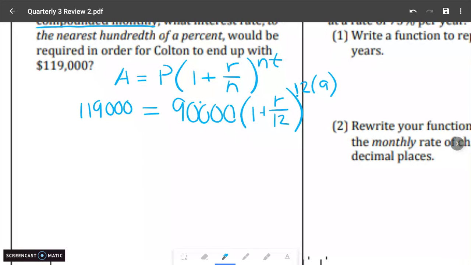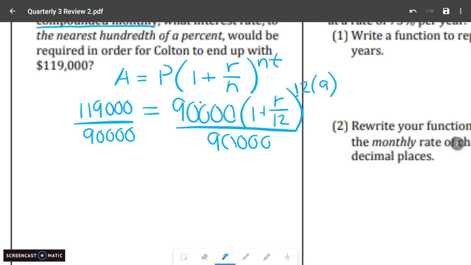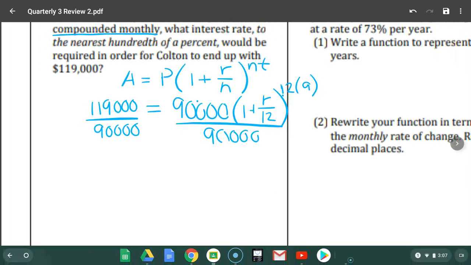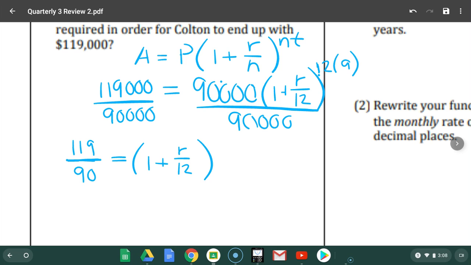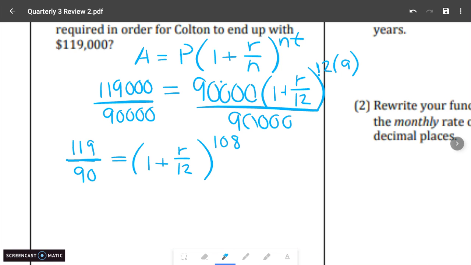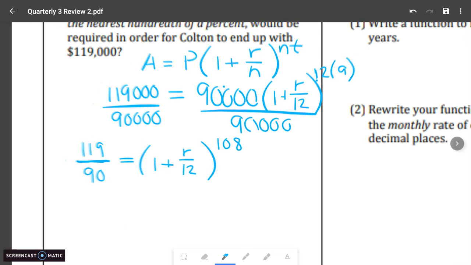So we're solving for R in this case. So first thing we want to do is try to isolate R the best that we can. So we're going to divide 90,000 from both sides. That ends up being 119 over 90 when we simplify it. Remember, we don't want to round too soon. So now we're looking at 1 plus R over 12 raised to the 108.